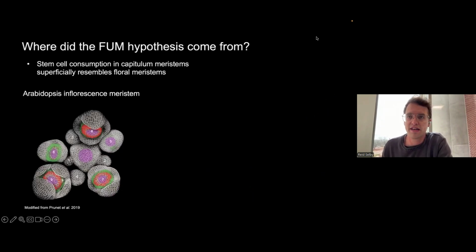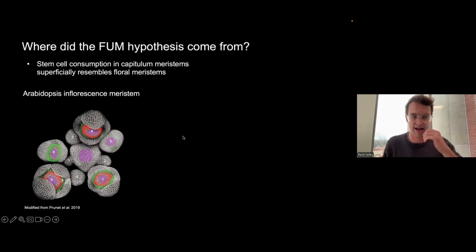So where did this idea come from, that the capitulum might have evolved from a singular flower? Basically, the initial observation was that stem cell consumption as capitula develop sort of superficially resembles floral meristems.